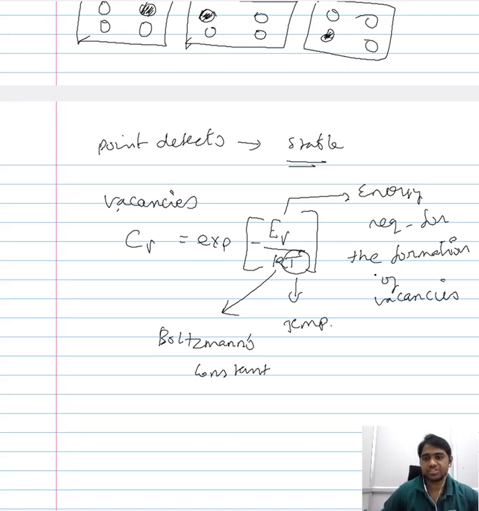So what we essentially have is energy required for the formation of vacancies and temperature. So depending on the energy required for the formation of vacancies and the temperature. So this is a material property. This depends on the material that we are considering. So this is an external agent, the temperature that we vary. So depending on the combination of these two, we can have a stable concentration of vacancies.